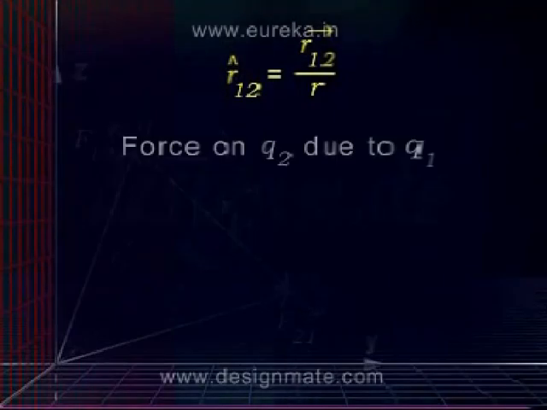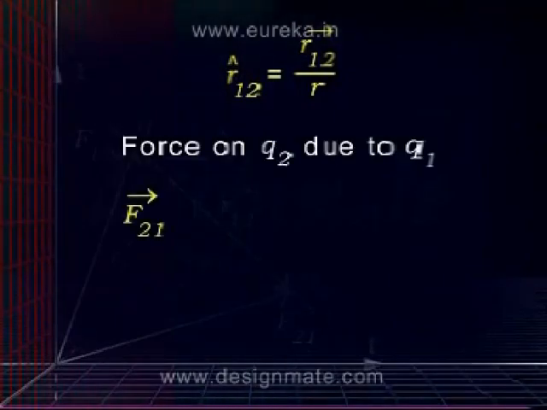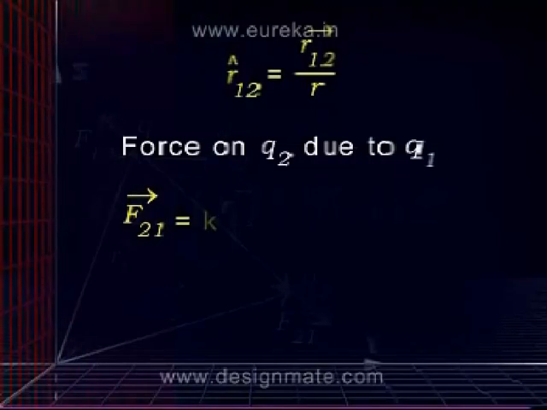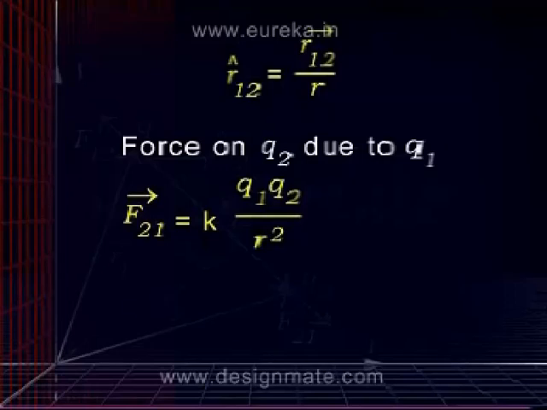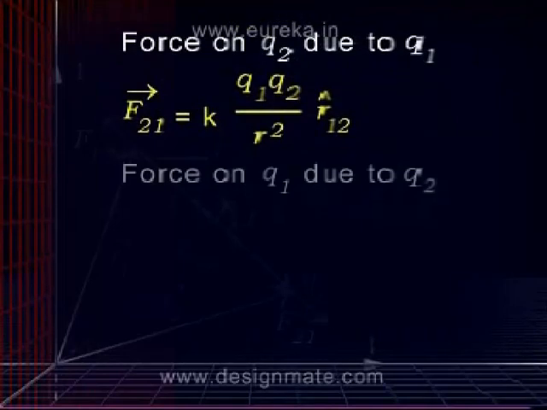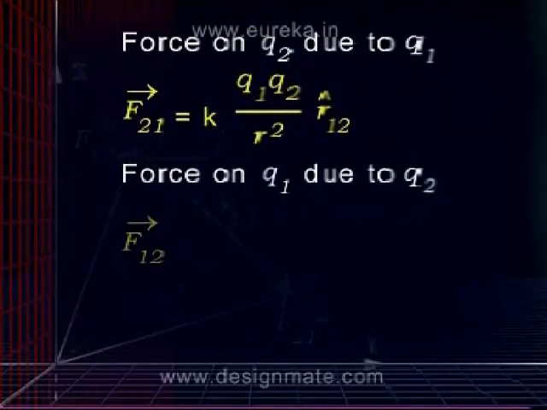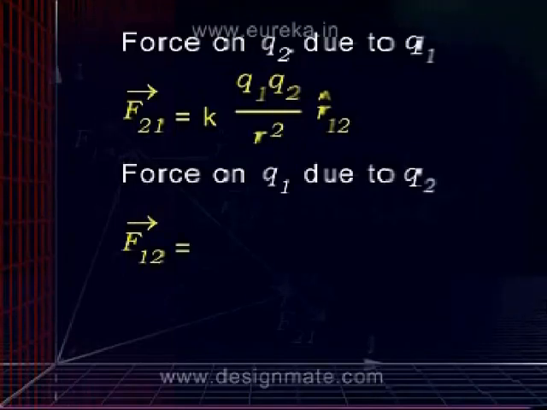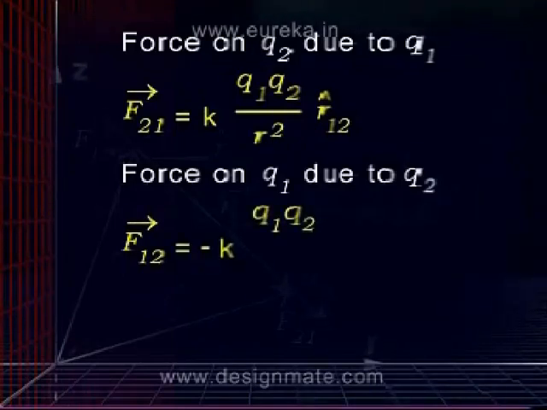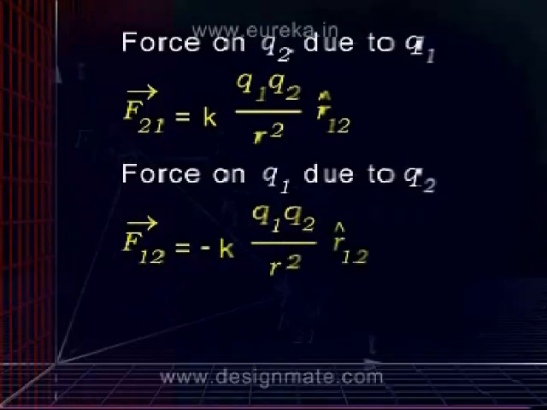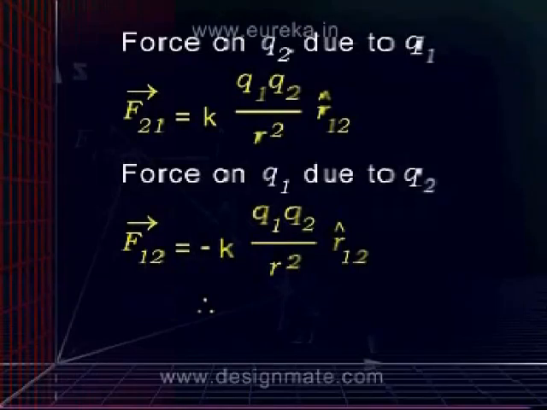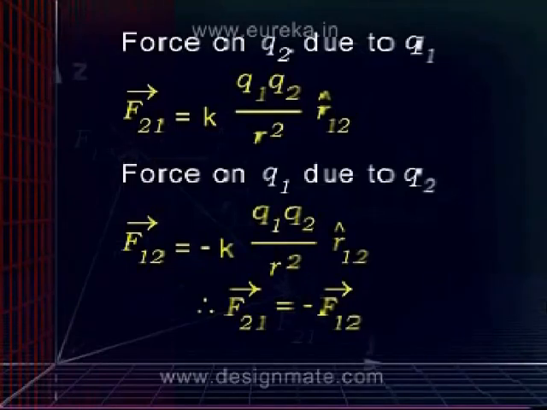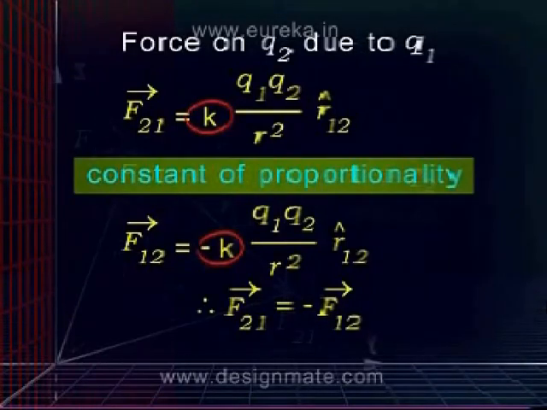Now we can write these forces in vector form. Force on Q2 due to Q1, vector F21, is equal to K into Q1 Q2 upon r square into r cap vector 12. Force on Q1 due to Q2, vector F12, is equal to minus K into Q1 Q2 upon r square into r cap vector 12. Therefore, vector F21 is equal to minus vector F12. Here K is the constant of proportionality.